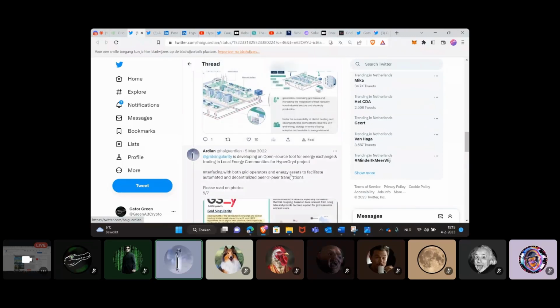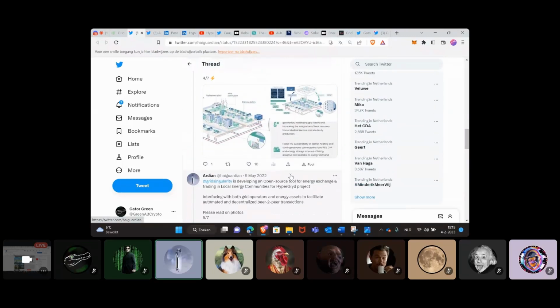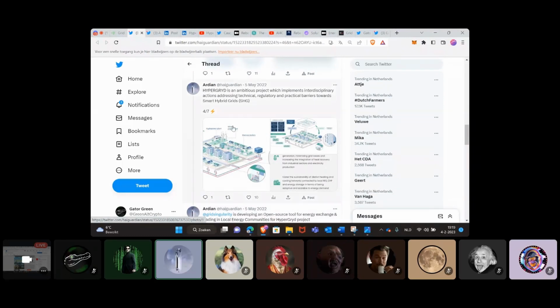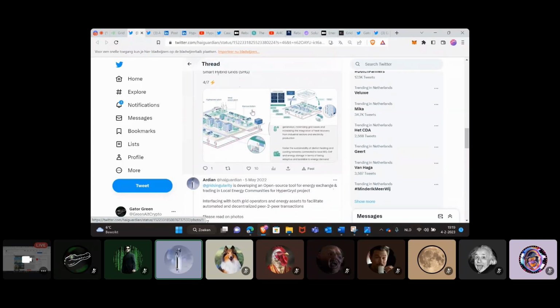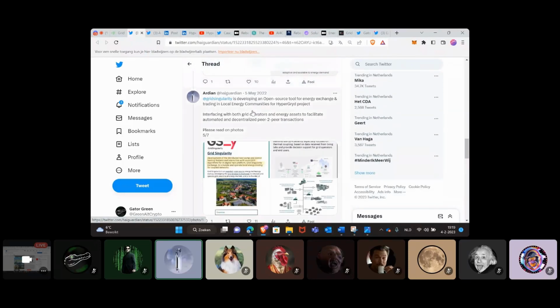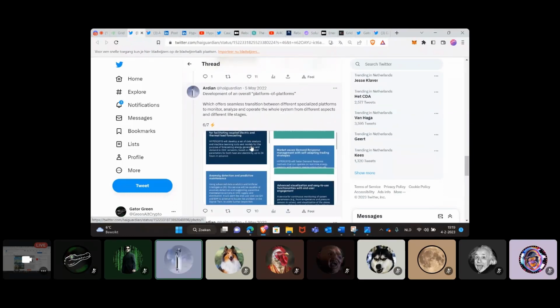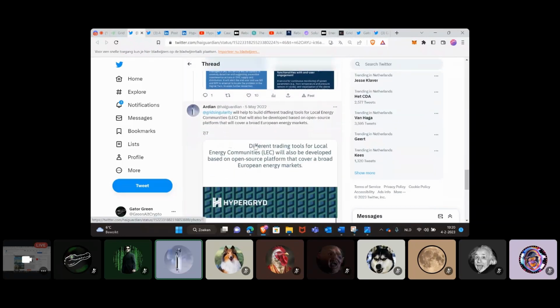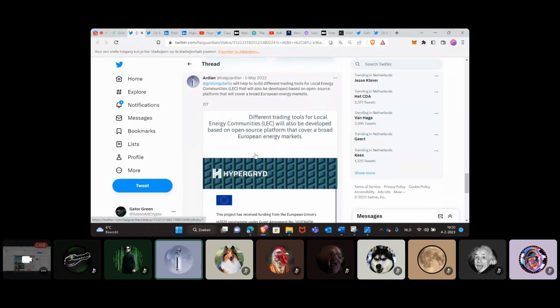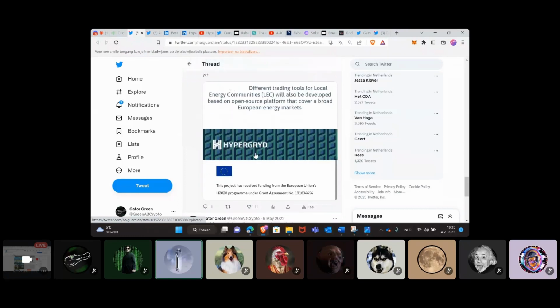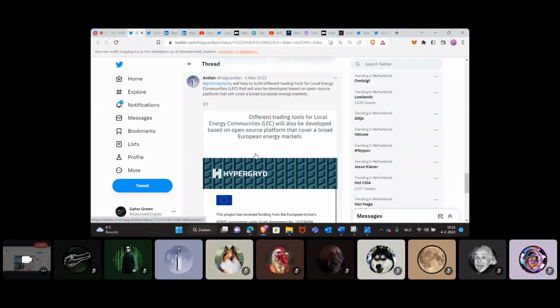This platform, they call it platform of platforms, which will offer seamless transactions between different platforms to monetize, analyze, and operate the whole system from different aspects and different life stages. The entire platform will be open source and is built by Grid Singularity, I think. They didn't mention who built it, but if you look under the partners, you can find which part Grid Singularity is doing, and it is building tools for energy exchange and trading in local energy communities for the HyperGryd.